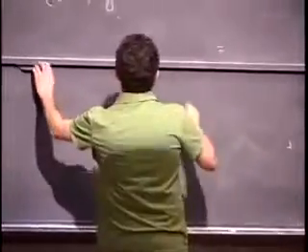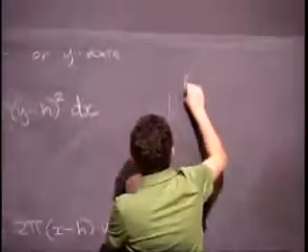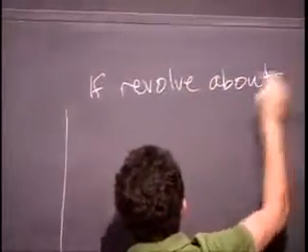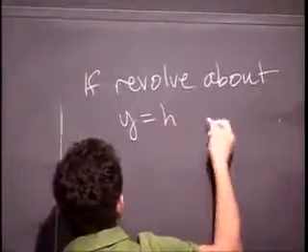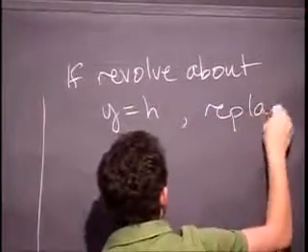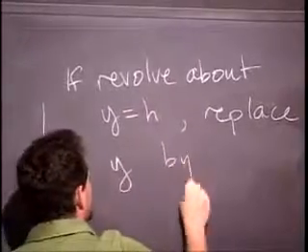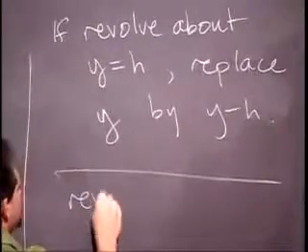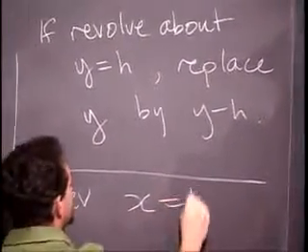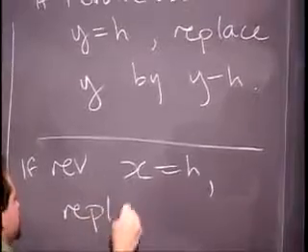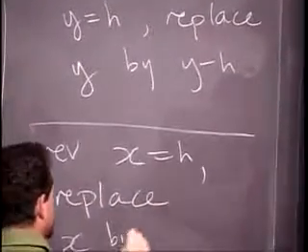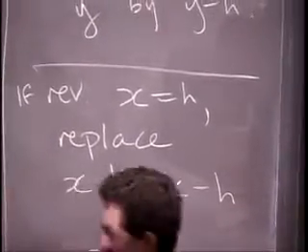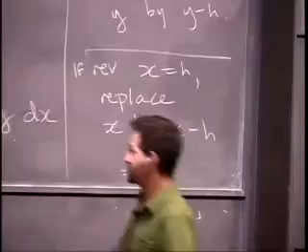So if you revolve about y equals h, replace y by y minus h. If instead you revolve about x equals h, replace x by x minus h. And again, this is justifiable even if you don't want to make the revised strips.